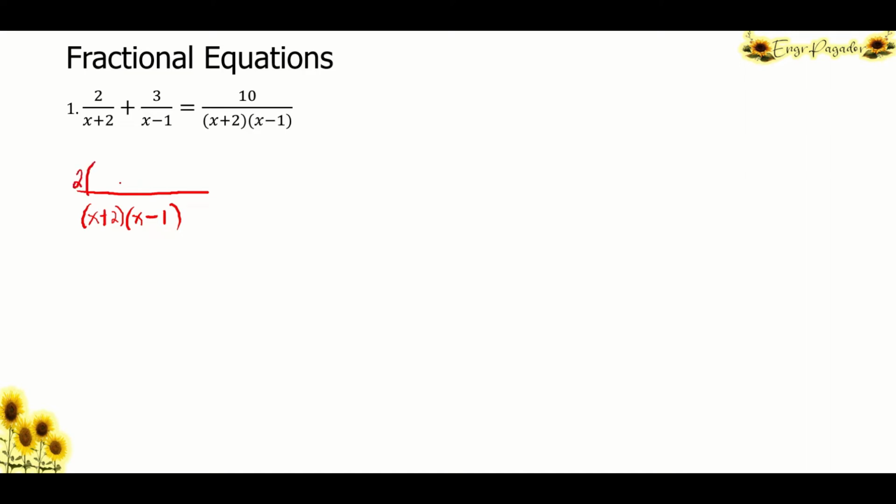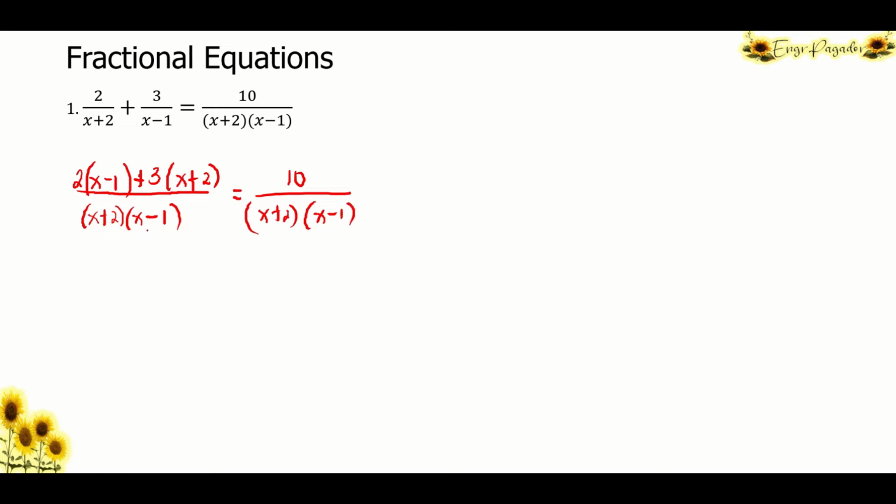So this will be equal to 2. The LCD divided by the denominator is equal to x minus 1, and we multiply it with the numerator of the first term. We do the same for the second term. So we will have 3 multiplied to x plus 2. And this is equal to 10 all over x plus 2 times x minus 1.